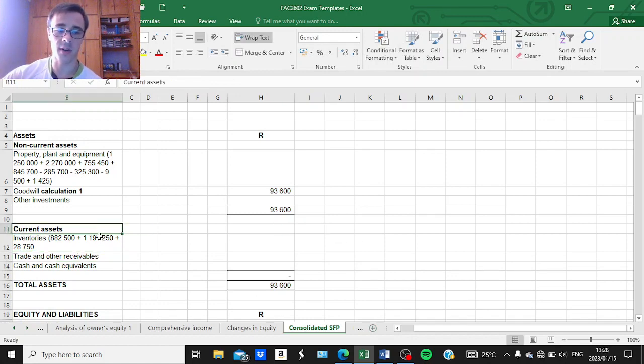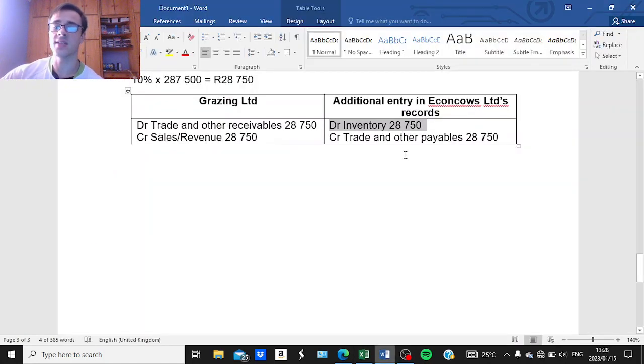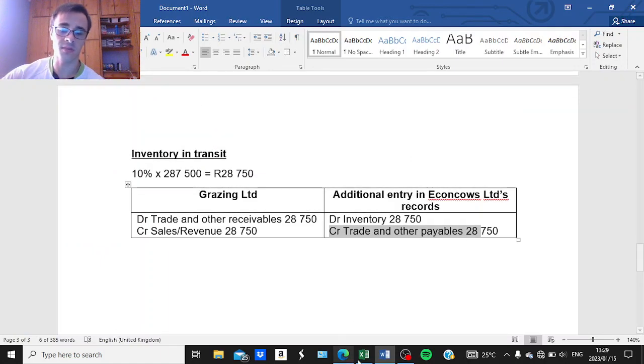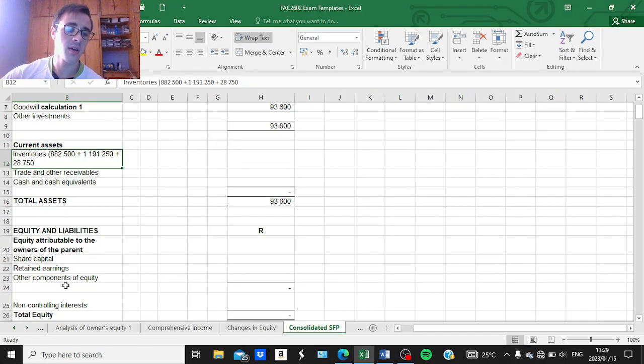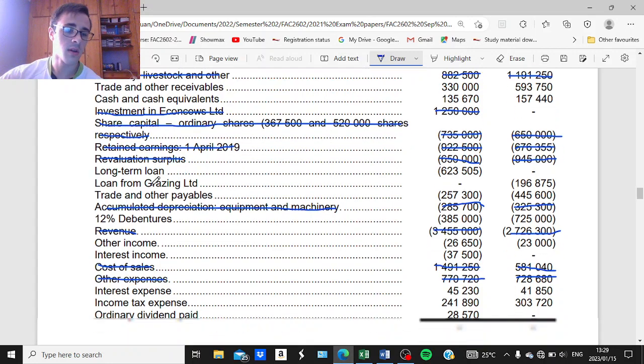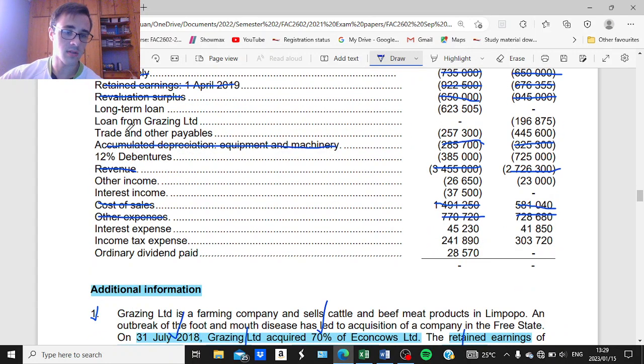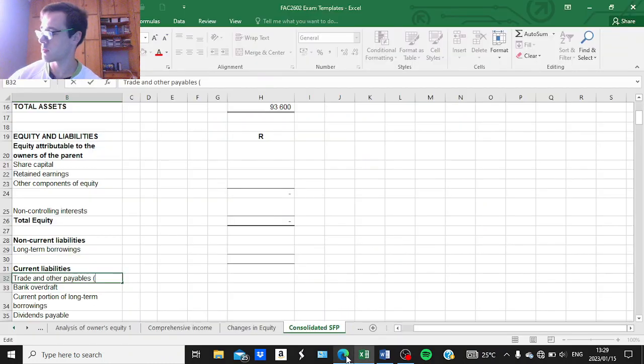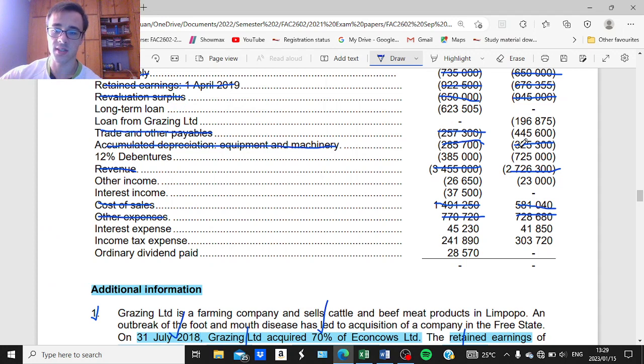Okay, 28,750. And then the second part of this journal entry is that we need to credit trade and other payables for the subsidiary. So in your current liability section, start with the amounts given, as 257,300 plus the amount for the subsidiary, which is 445,600.